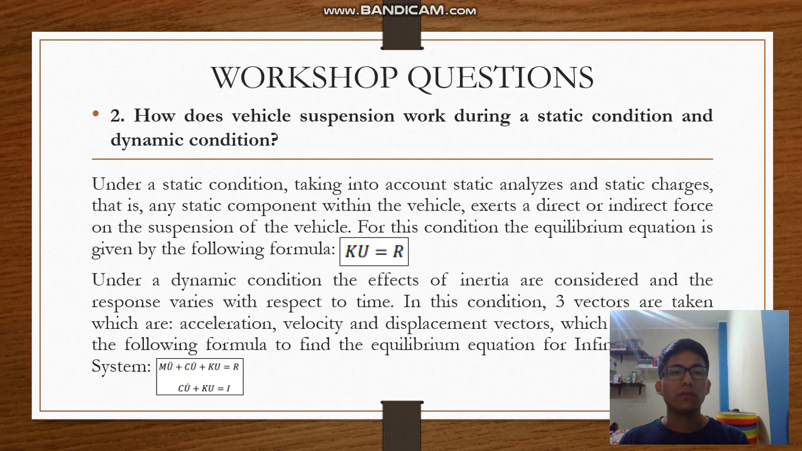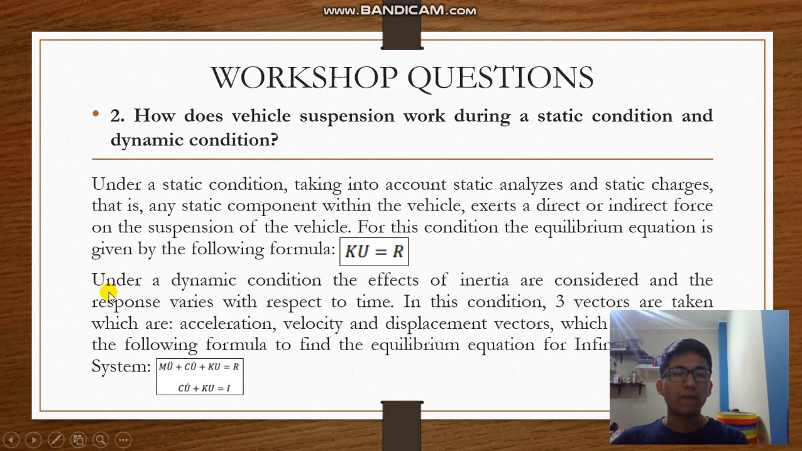Well, the second question is about how a vehicle suspension works during a static condition and a dynamic condition. Well, for example, the first condition is the static condition, taking into account static analysis and static charges. That is, any static component of the vehicle exerts a direct or indirect force on the suspension of the vehicle. In this condition, we can see the formula, the equilibrium equation is given by the following formula.